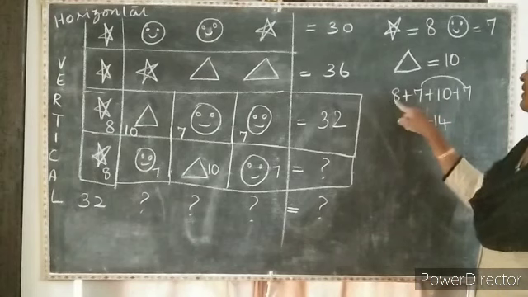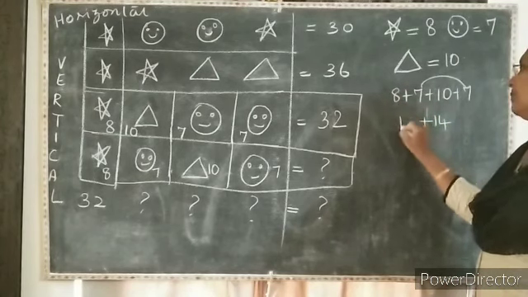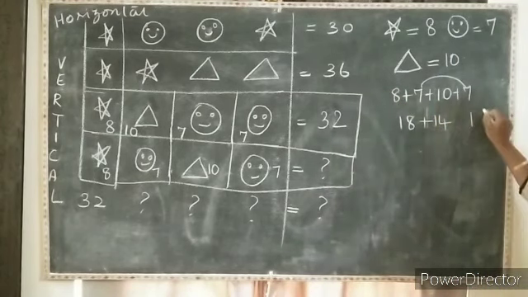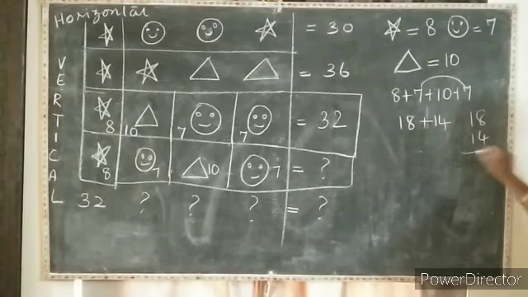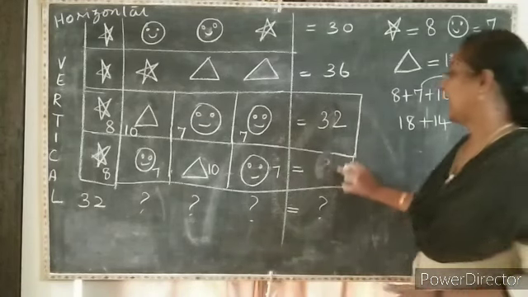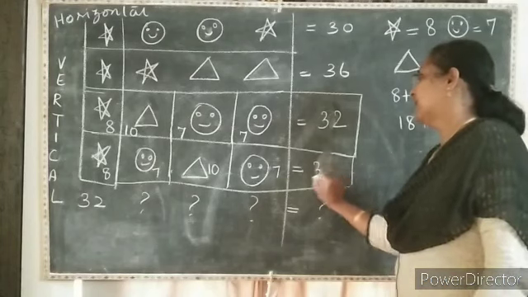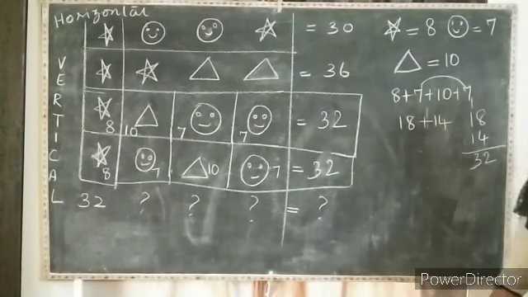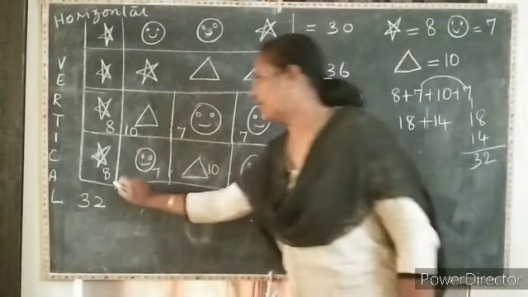Again add this 7 plus 7, what will you get? 14. Yes or no? Now again 8 plus 10 will give you what? 18. Now again add 8 plus 14. Already we have added the same numbers, isn't it? So 8 plus 4 is 12. Reminder 1, the answer is 32. So again the answer is how much? 32. Okay? Yes.